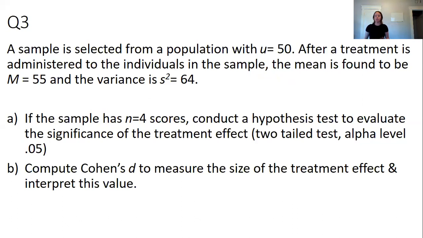Let me put some context to this. Let's imagine that this is a study on individuals suffering symptoms of dementia, and they are performing on a memory test. We know that the population average for individuals with dementia on this test is 50. Now we take a sample of people and we expose them to a treatment that we hope is going to improve their memory. After they go through the treatment, the mean memory score is 55. It's up 5 points from the population.